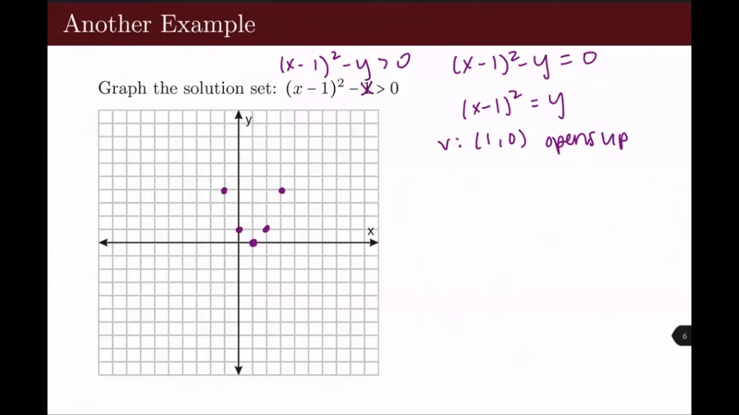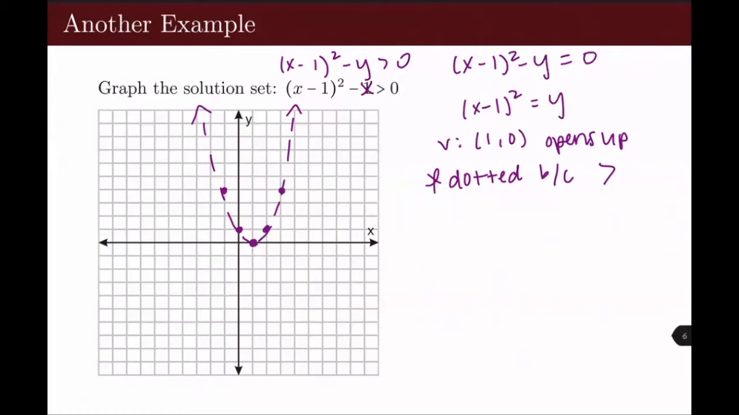And then from here, you'll plot some points. And then the last thing that you need to do is figure out whether it's a solid or a dotted line. It is a dotted line because it's strict, right? Strictly greater than. So that means we'll have something kind of like this. Okay, dotted parabola.